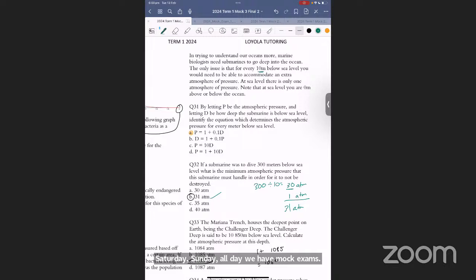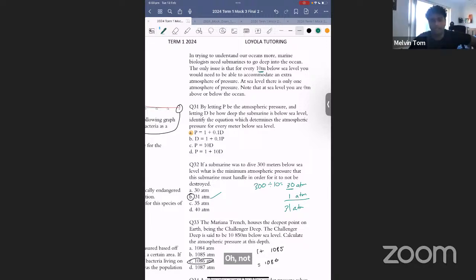Melvin, can you send it for mock exam 2 and 3? The writing. Oh no, yeah, I'll try to get that done, both of them. Thank you.